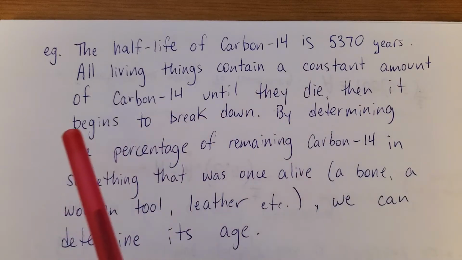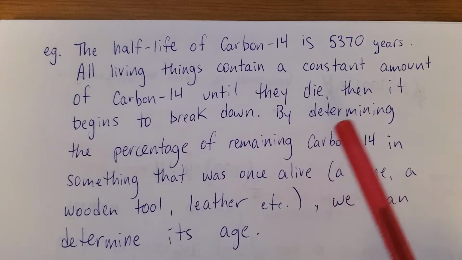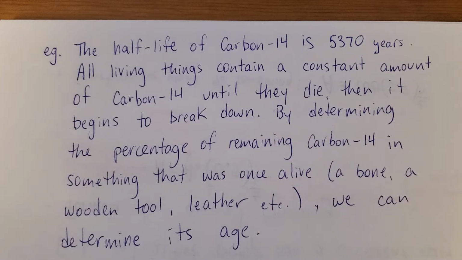Okay, all living things have a constant amount of carbon-14, but once they die, the carbon-14 starts to break down. So if we analyze something that was once living and determine how much carbon-14 is remaining, we can find its age just with math. Examples of things that can be dated using carbon dating just had to be alive at once. So a bone or a wooden tool or leather.